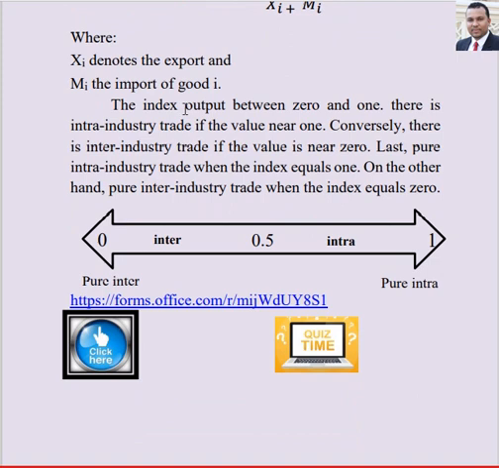So this index is between 0 and 1. If the value of the index is lower than 0.5, we talk about inter-trade. If the value of the index is greater than 0.5, we talk about intra-trade. When the value equals 0, this is pure inter. When the value equals 1, this is pure intra.